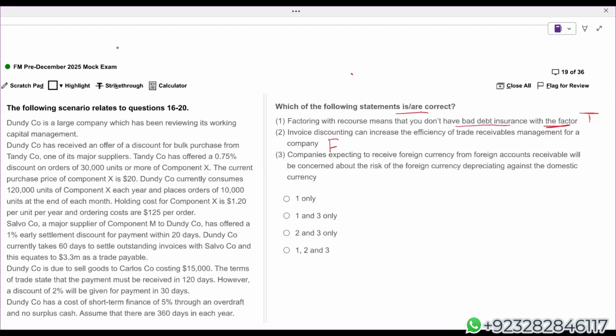Companies expecting to receive foreign currency from foreign accounts receivable will be concerned about the risk of foreign currency depreciating. Yes, if there is a receivable in the foreign currency, then obviously we face the risk that foreign currency could depreciate. When the foreign currency depreciates, I will convert that foreign currency into my local currency and I'll be getting a lesser amount. So basically 1 and 3.